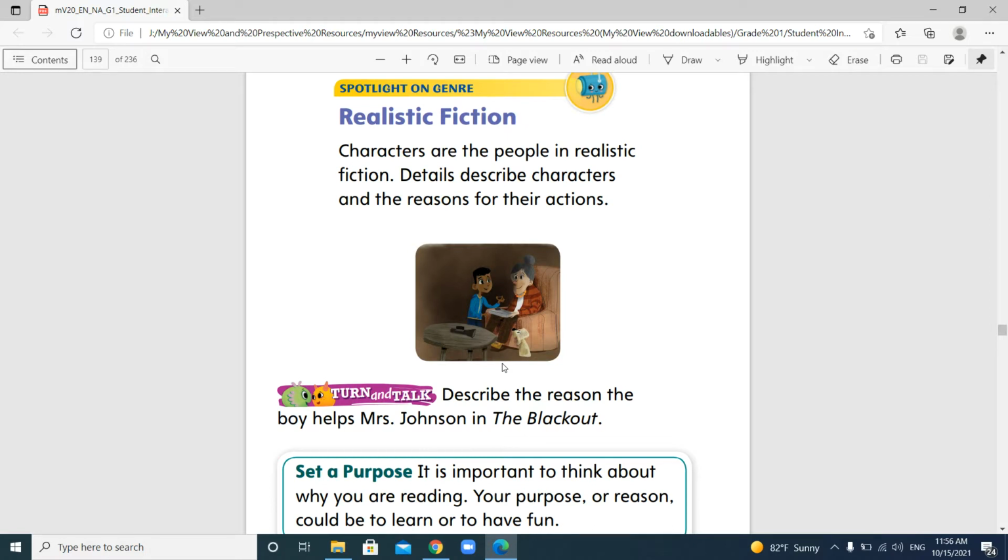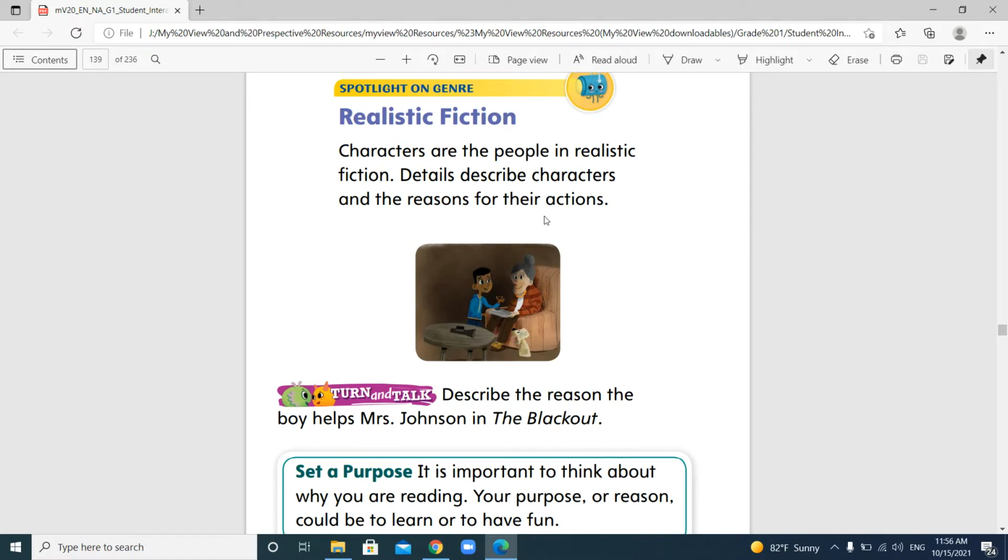Characters are the people that are in the story. What about the setting? The setting is the place or when the story happens. Let's start reading and see what is realistic fiction. Realistic fiction. Characters are the people in realistic fiction. Details describe characters and the reason for their actions.